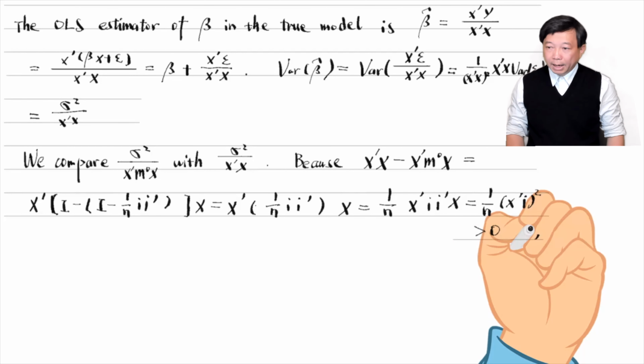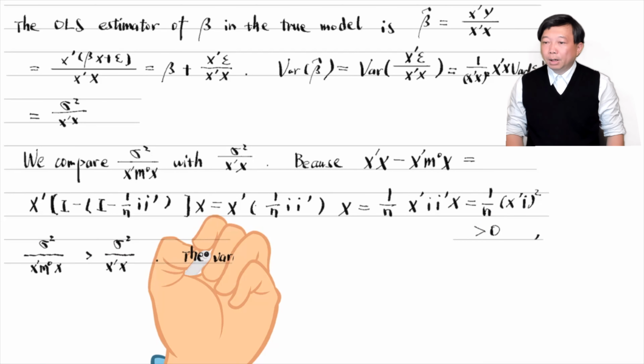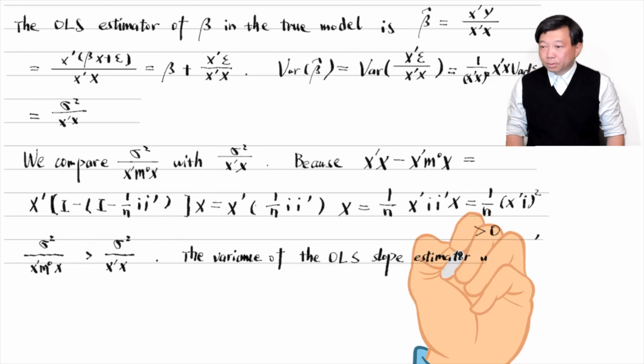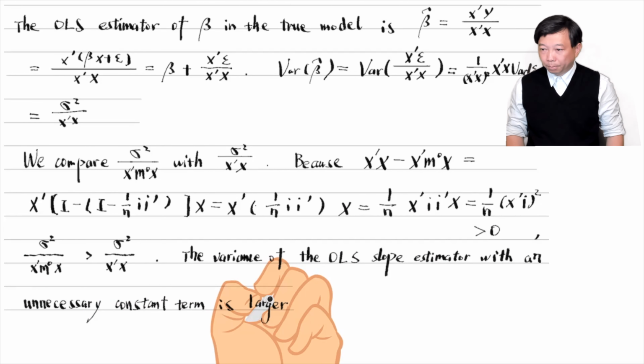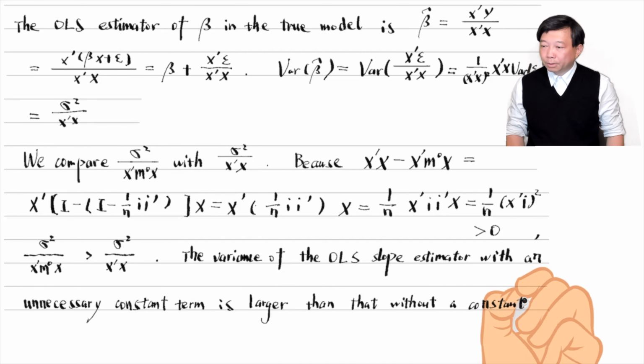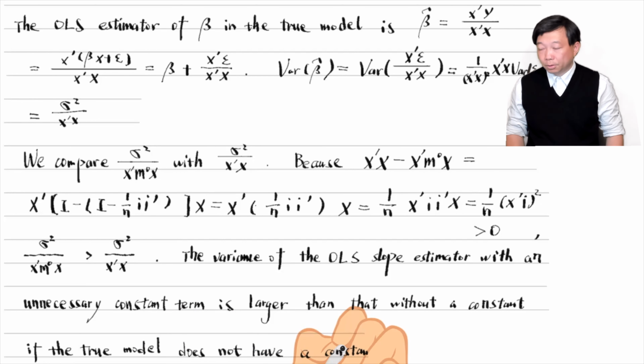Note that x prime times I is a scalar because x is a column vector in a simple regression model. So, the variance of the OLS slope estimator with an unnecessary constant term is larger than that without a constant if the true model does not have a constant term.